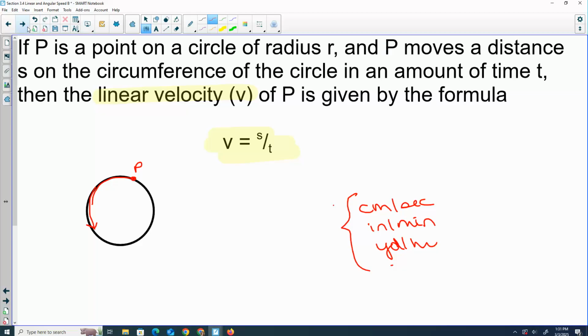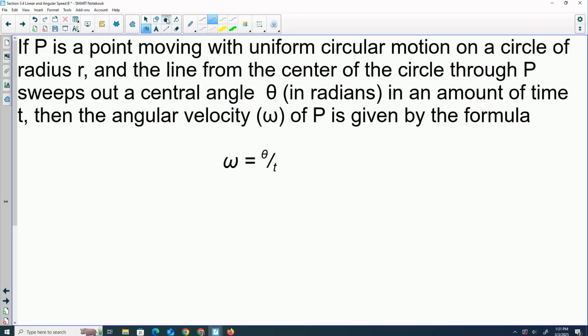The second speed that we can find is how fast an angle is changing in our circle. So if I have a circle and some point P that's moving around the circle, I could be measuring how fast it moves around the outside, or I could be looking at how fast this angle is changing on the inside. As it spins, my angle is changing. If I want to know how fast that angle is moving, that is angular velocity.